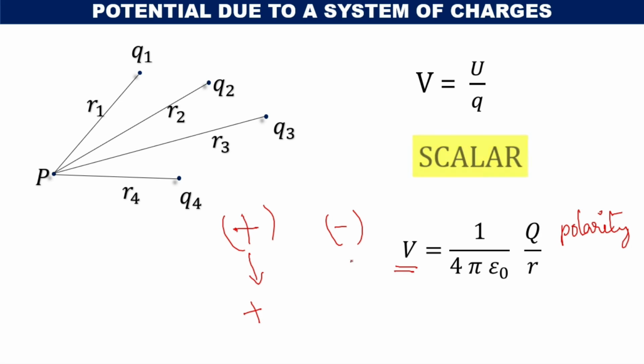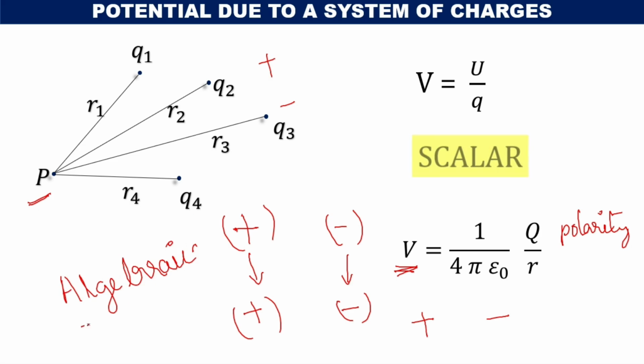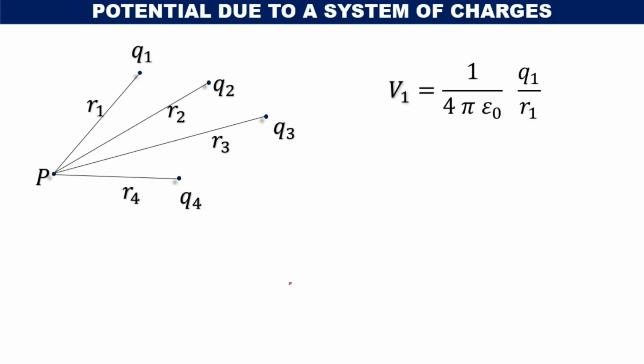Similarly, when we consider a negative charge, the potential due to it will be negative. In this system of charges, some of the charges may be positive, some may be negative. Therefore, the net potential should be equal to the sum of both the positive and negative terms. Hence, we have to consider the algebraic sum of the potential.